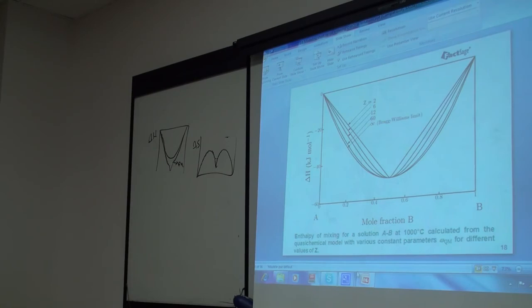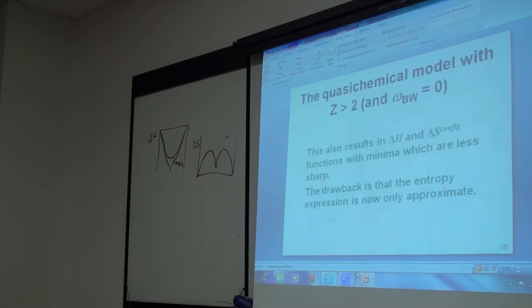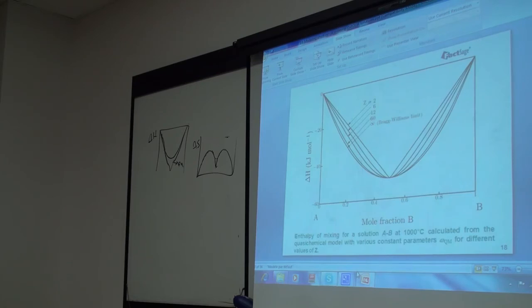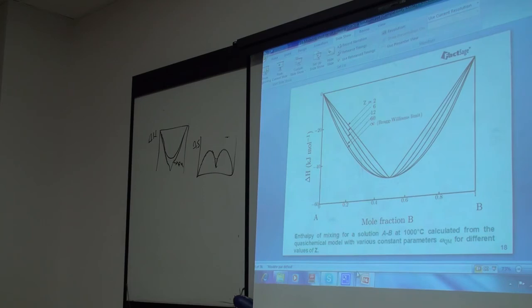Okay, so this was the term for delta H for this hypothetical system, keeping Z equals 2 and just making more and more Bragg-Williams term, Bragg-Williams limit out here. In this equation, we have no Bragg-Williams term, there's only the quasi-chemical term, only the first nearest interactions are considered, but we're making Z progressively larger, and it has pretty much the same effect. And also in the entropy, it's going to have more or less that effect. Why should that be the case?